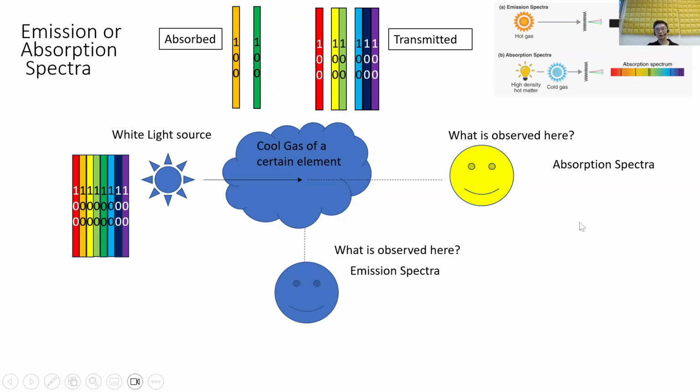So what is observed for the absorption on this side? Well, you will see all colors except for orange and green: red, yellow, light blue, indigo, violet.